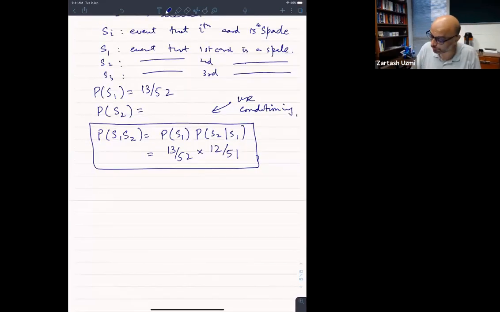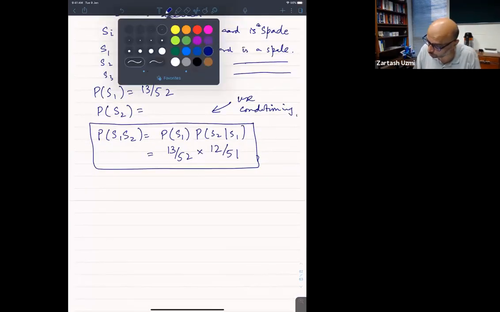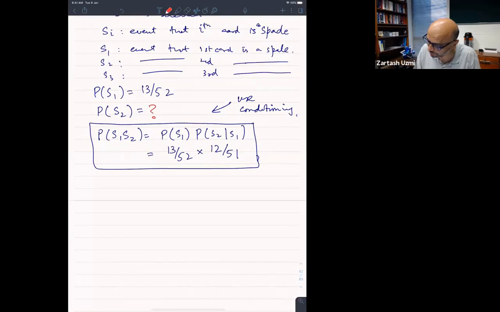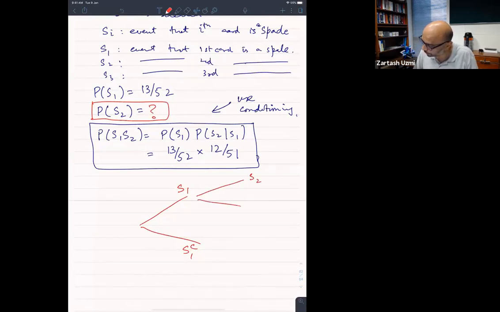However, we still have not found out the probability of S2. How do I find the probability of S2? Well, the probability of S2 can be found out by using the law of total probability. So you can have S1 happening or S1 not happening. If S1 happens, then S2 happening and S2 not happening.